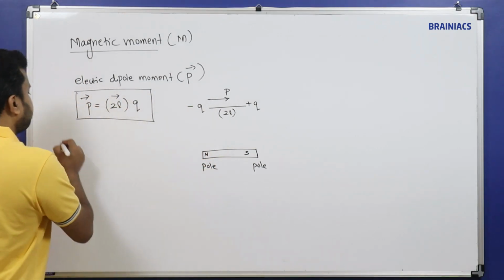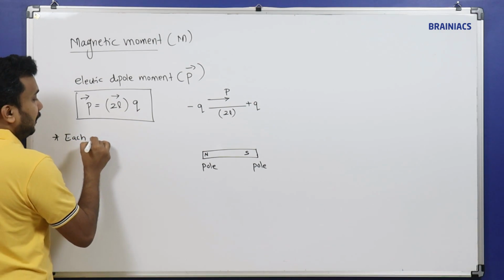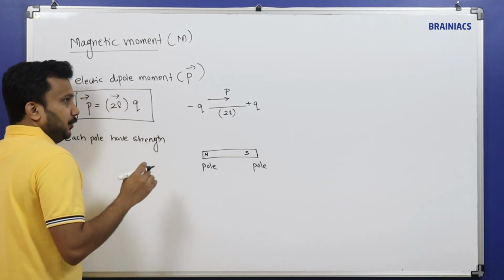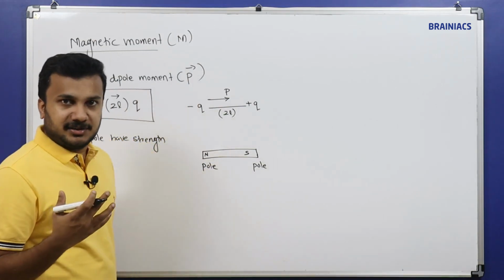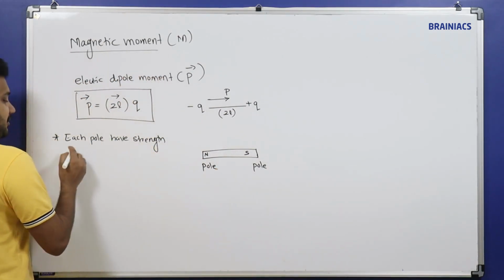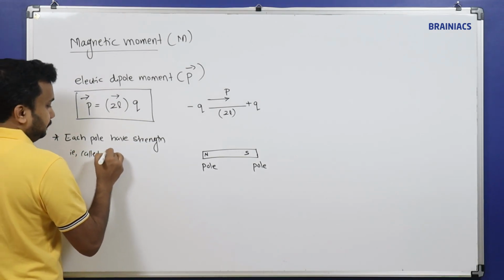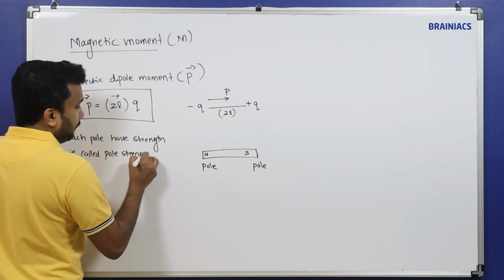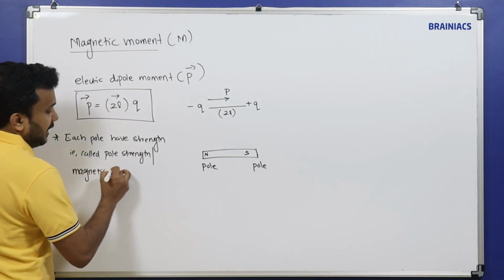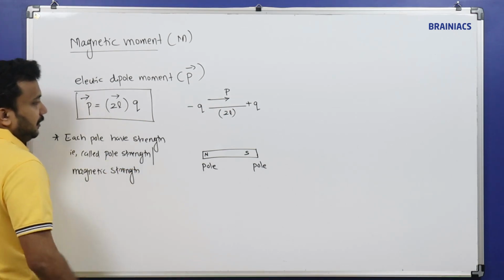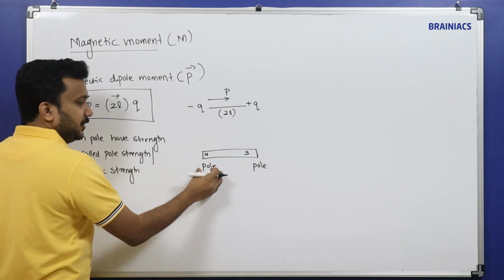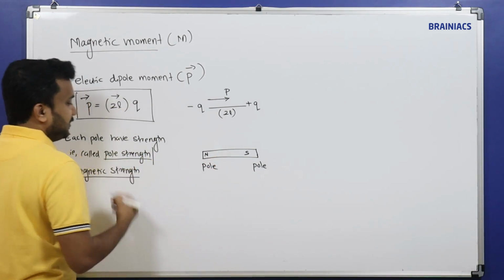My first point: each pole has a strength. Each charge has a strength too, right? 1 coulomb, 2 coulomb, 3 coulomb is a higher charge, so that number indicates its strength. Similarly, each pole will have a strength, which is called pole strength, also called magnetic strength. So we have a magnet, north and south poles are located, each one is called a pole, and the strength associated with that pole is called pole strength or magnetic strength.